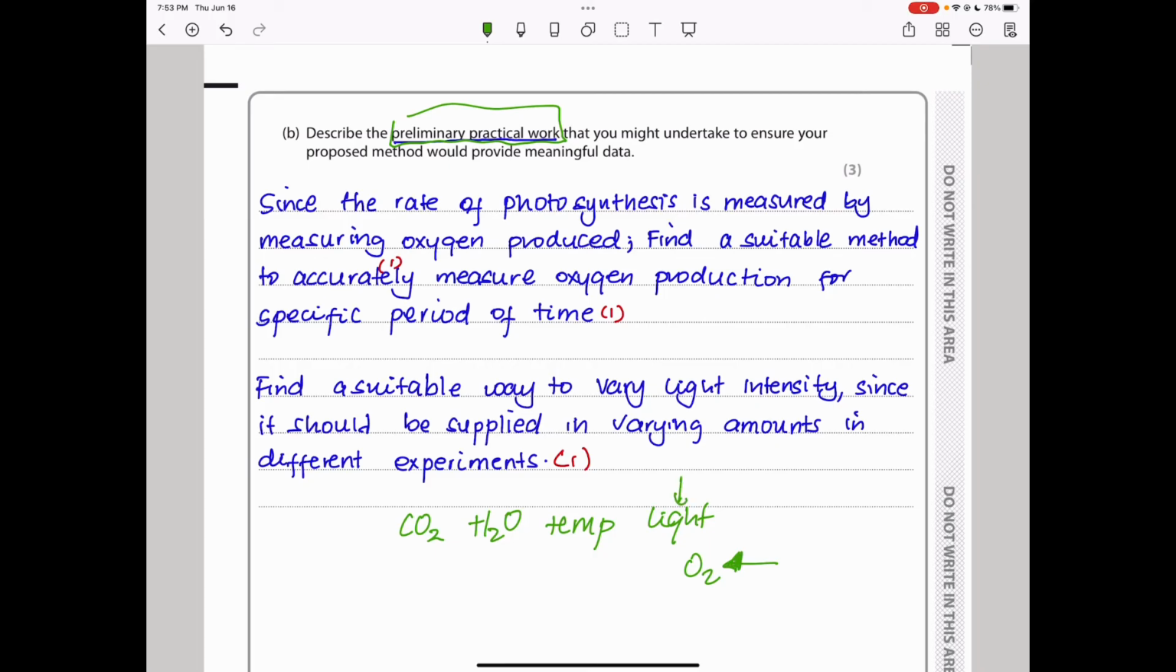And then we have to find a way of varying the light intensity as well as which intensities we're going to use. We have to find the appropriate temperature for photosynthesis and find a way of maintaining it constant. And then we have to supply adequate carbon dioxide as well as water to ensure that these two do not limit the rate of photosynthesis. And then we will be okay. So I will just go to the next part.